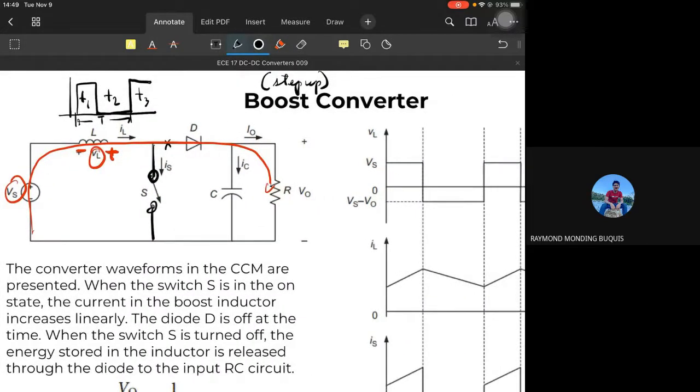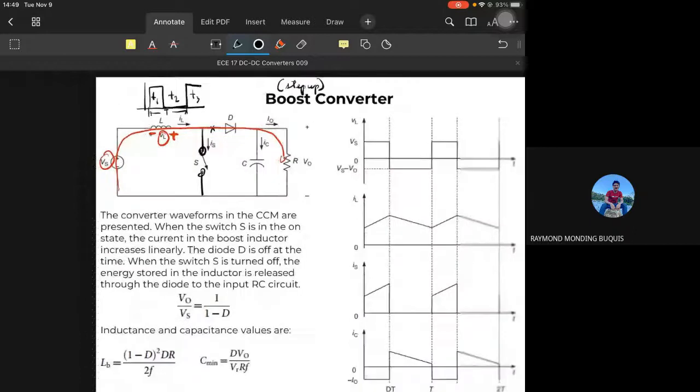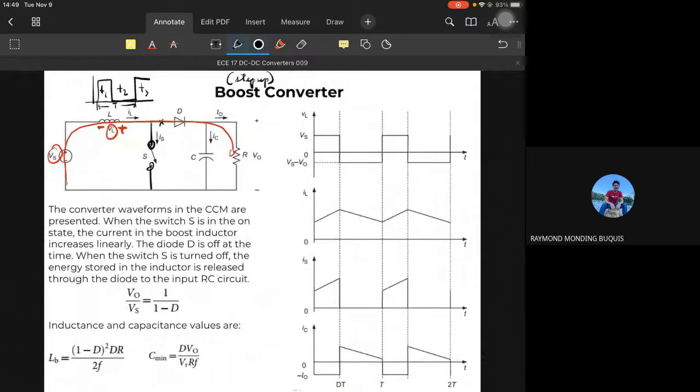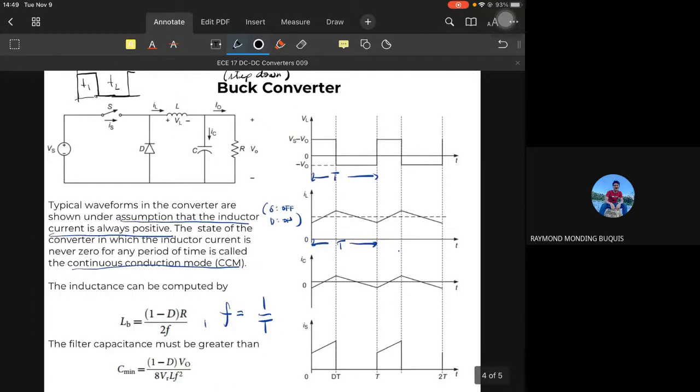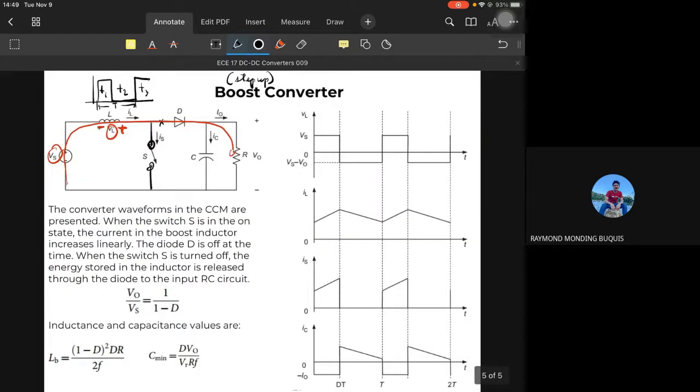What I just described is also shown in the converter waveforms in continuous conduction mode, which are presented when the switch S is in the on state. The current in the boost inductor increases linearly. The current increases, so the diode is off at that time. When the switch is turned off, the energy stored in the inductor is released through the diode to the output RC circuit.